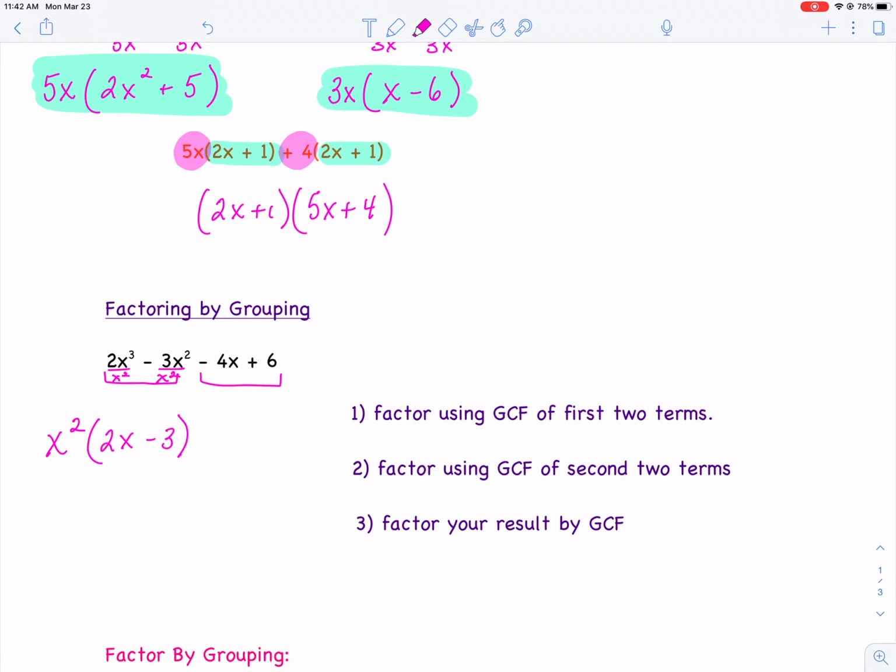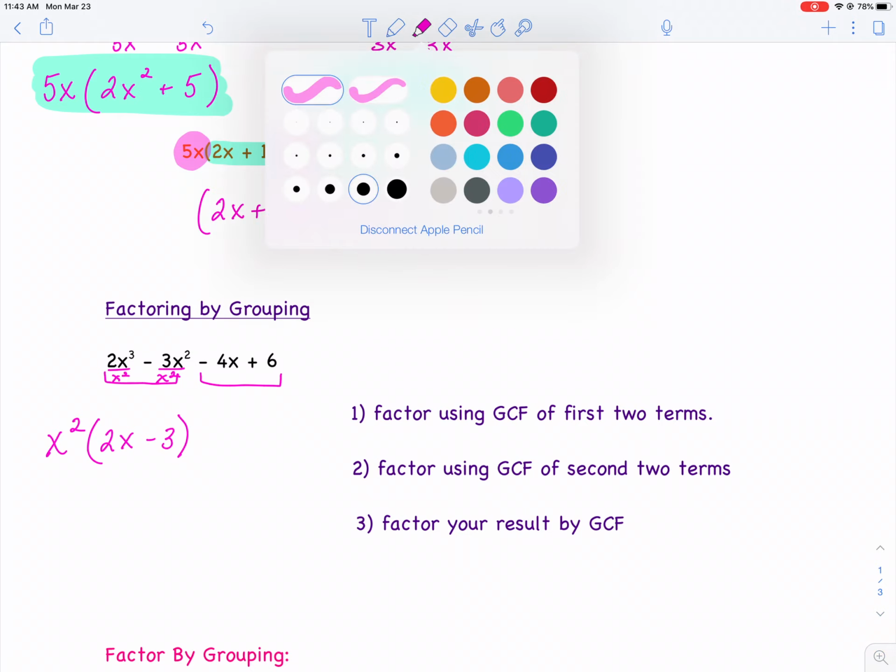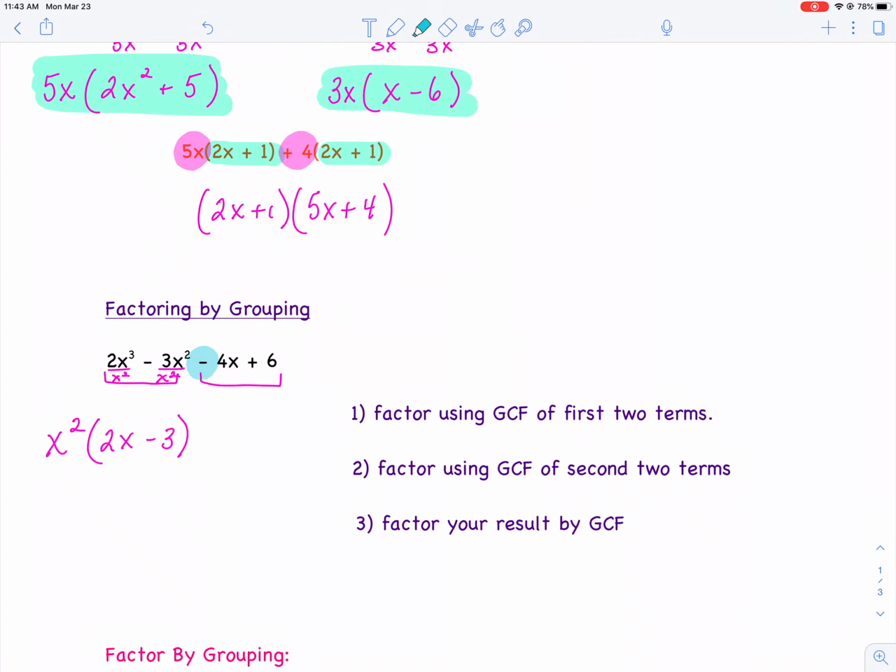Now, very important, this sign in the middle. See this sign in the middle? Since it is a negative, you are going to pull out a negative GCF. If that sign was a positive, you will pull out a positive GCF. So whatever that sign is in the middle, it comes down. The GCF between 4 and 6 will be 2, and there's no x in common, so that's your GCF. Now, if you divide each of these by negative 2, you'll get positive 2x and a minus 3.